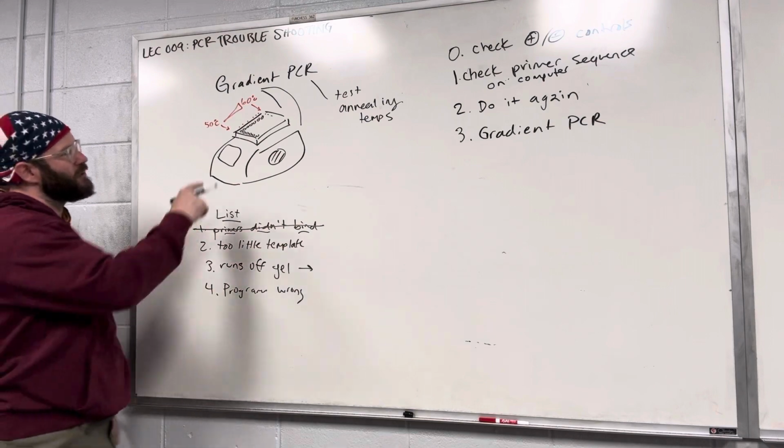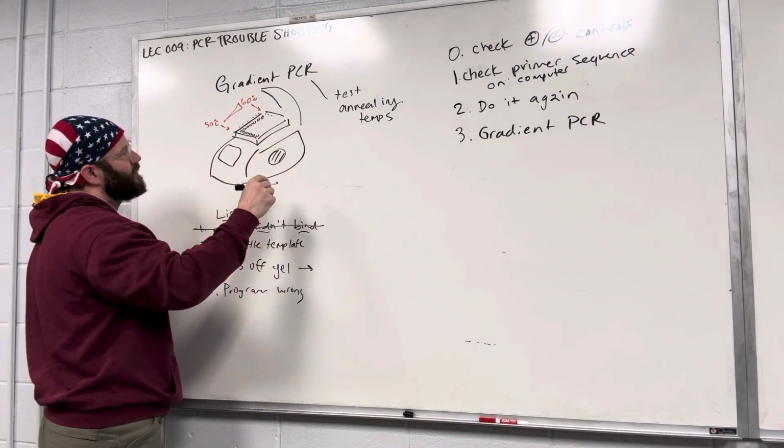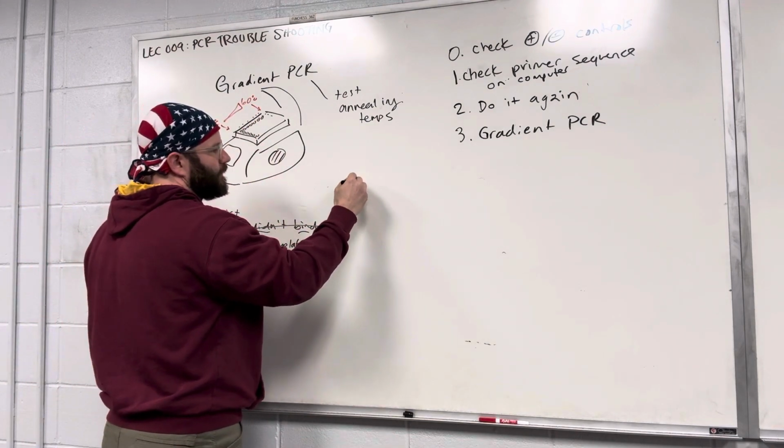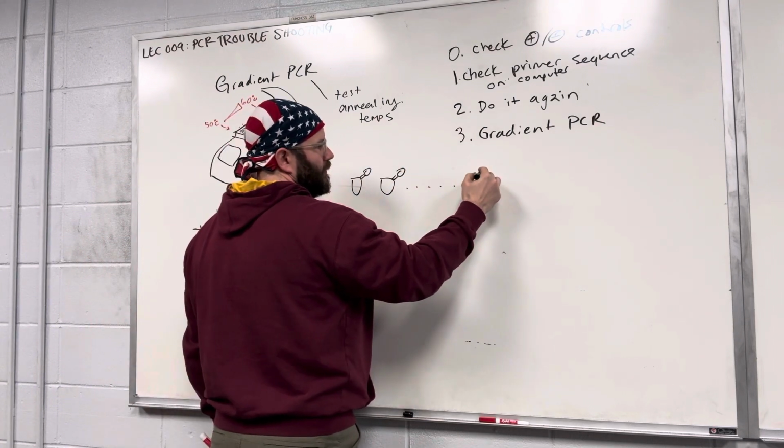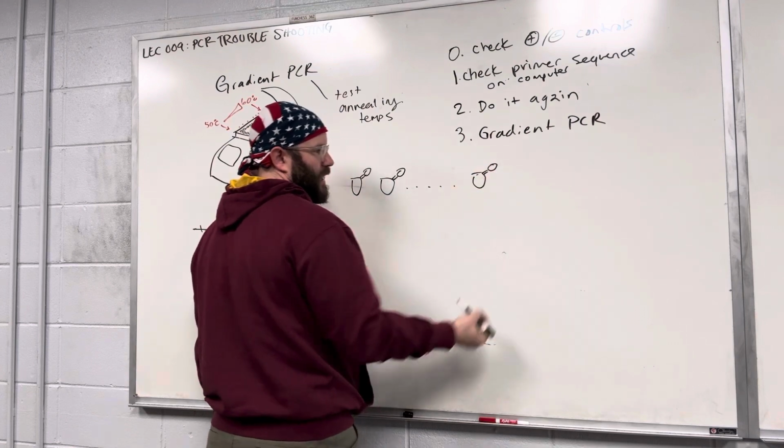And then what you would do is you set up, I think there's usually about 9 rows, something like that. So you would set up 9 tubes of the same PCR reaction.